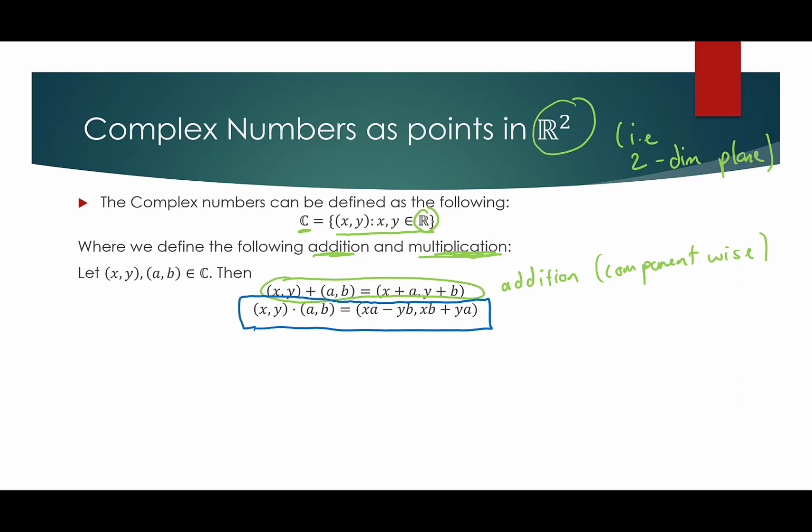Okay, so we define multiplication in the following way. So xy times ab is equal to xa minus yb, comma, and then we do xb plus ya. Okay, so it's kind of like a weird foiling.